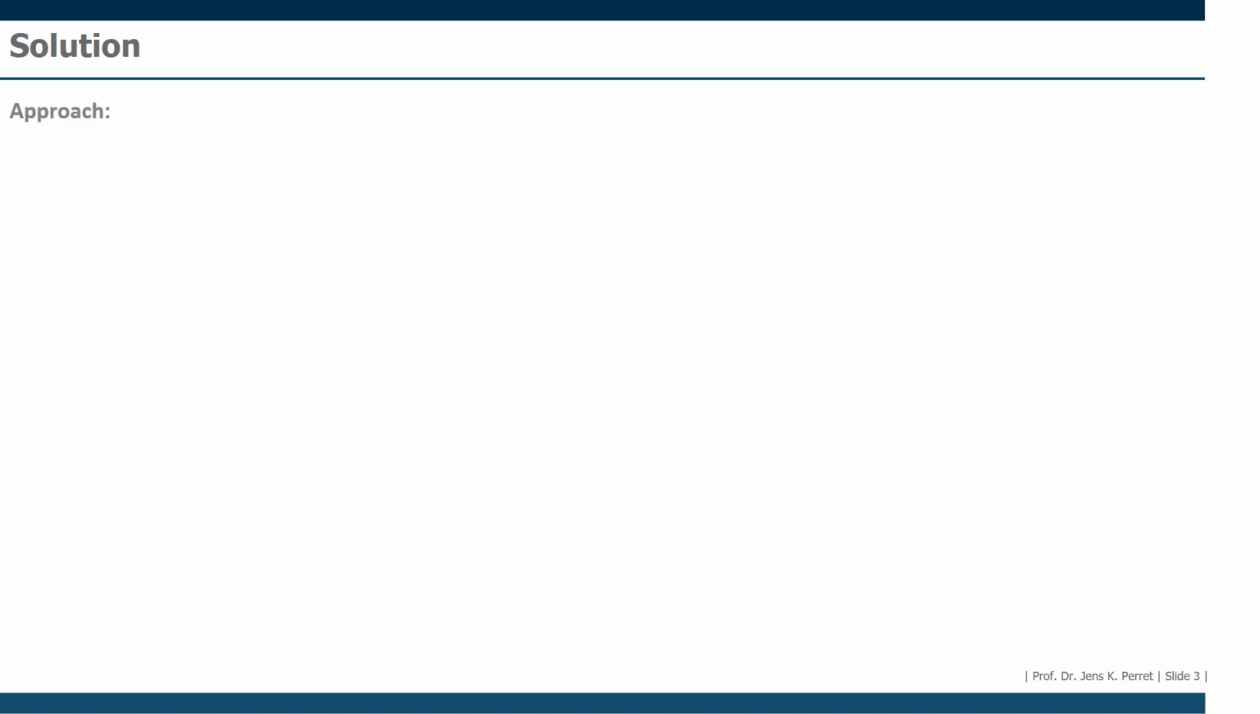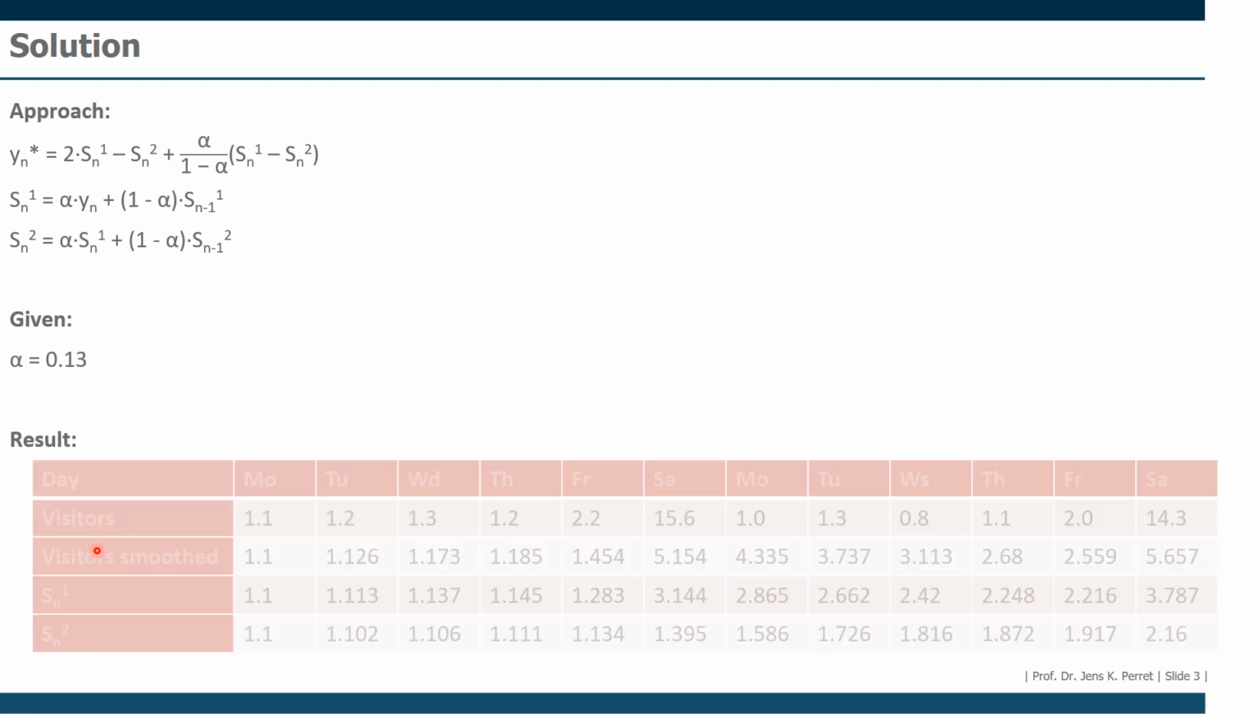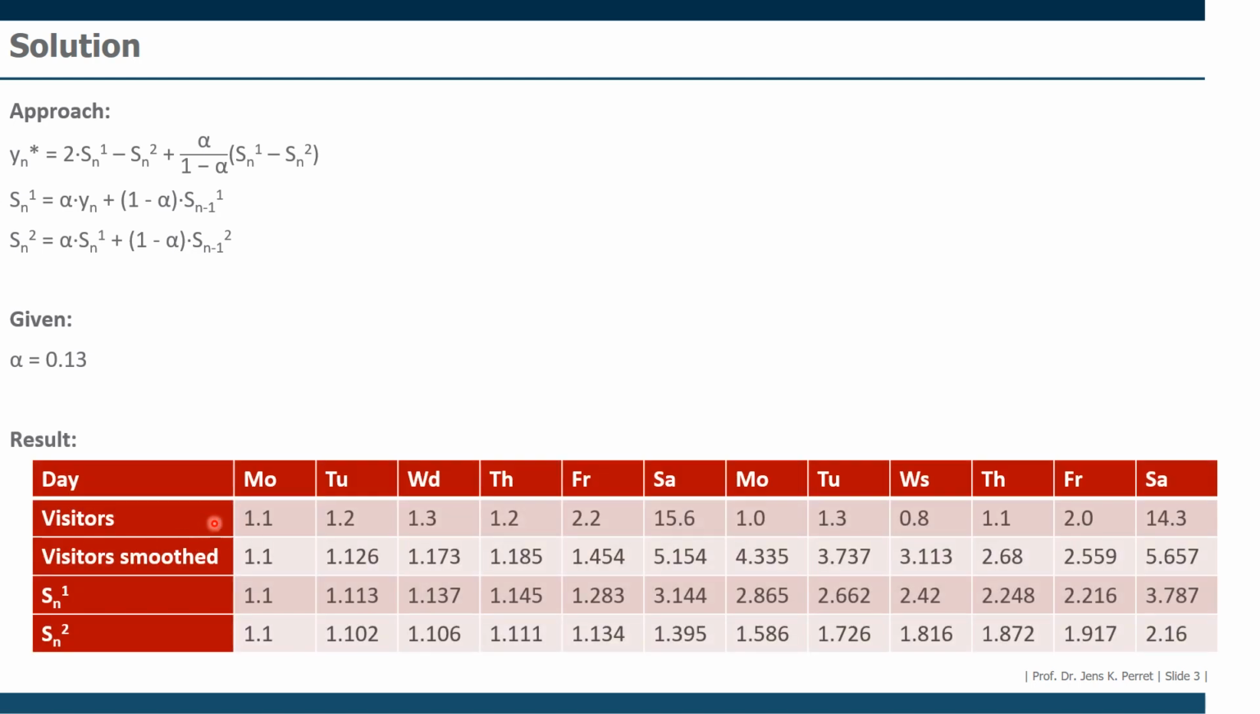Okay, let's do this. So I'm going to use these 3 formulas to actually achieve my smoothing approach. For this, I'm just going to use the smoothing parameter from the exercise, and I'm going to copy the original table, which is just the upper part here. And I'm going to add 3 additional rows. That's just the 3 parts here. So if I talk here about visitors smoothed, that's actually the YN asterisk. This is the SN1, that's the SN2.